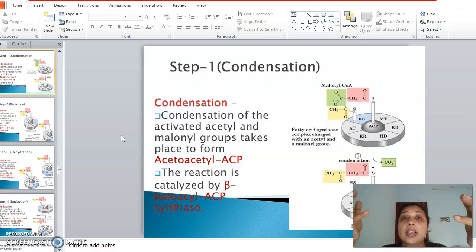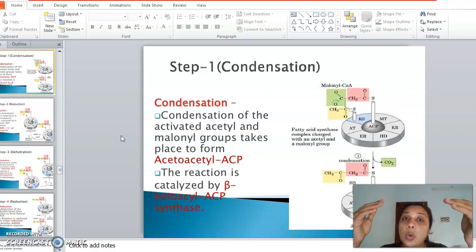So two carbon acetyl CoA molecules enter into the fatty acid biosynthetic pathway through 8 cycles. It is happening in a stepwise manner, passing through eight cycles to end up in the formation of the C16 fatty acid, palmitic acid, right?